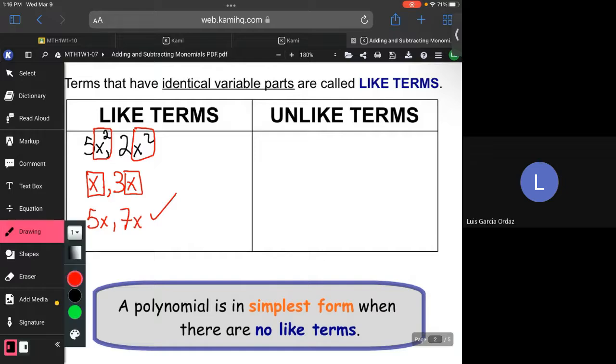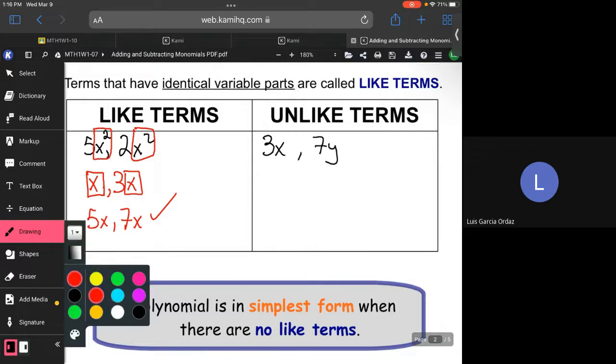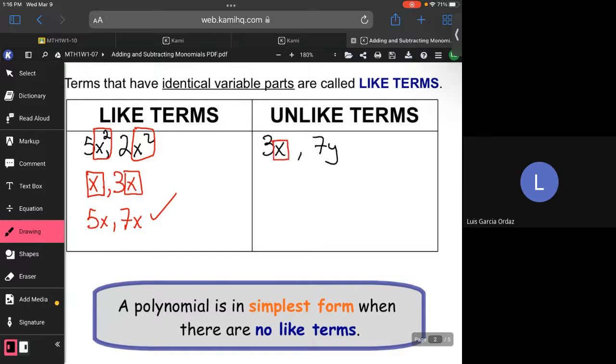Now, the easy part is, what are examples of things that are not like terms? Adam. 3x and 7y. As you can see here, the variable parts are different. I have an x here and I have a y here. So these are automatically called unlike terms.